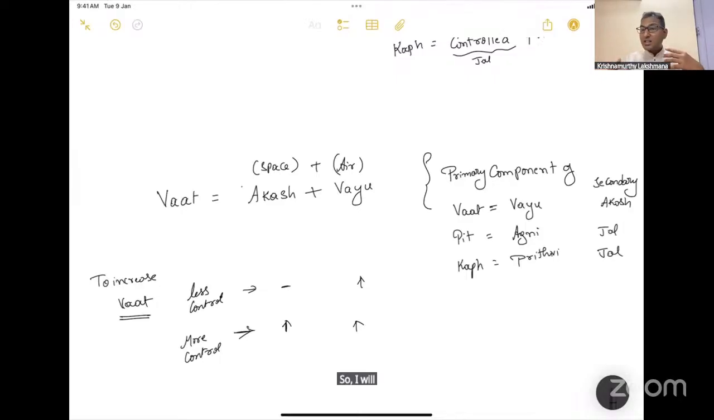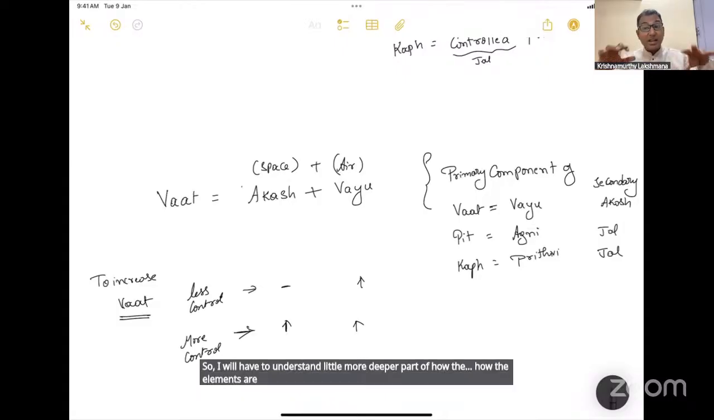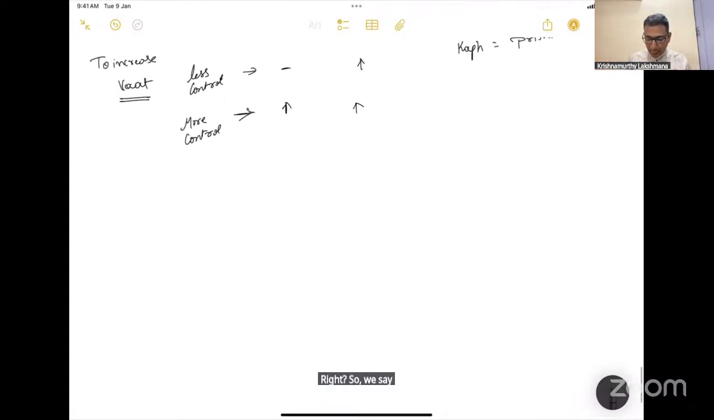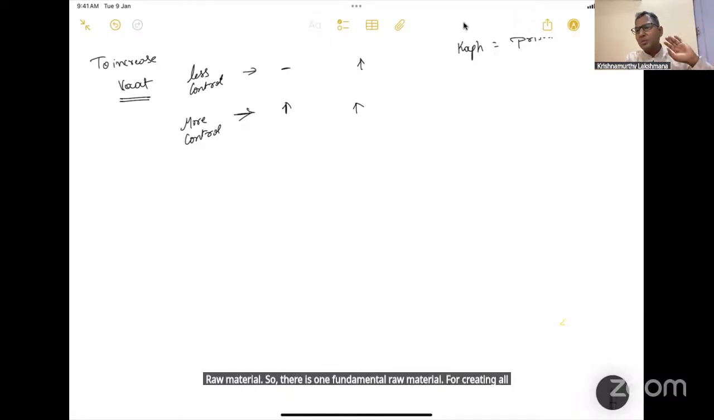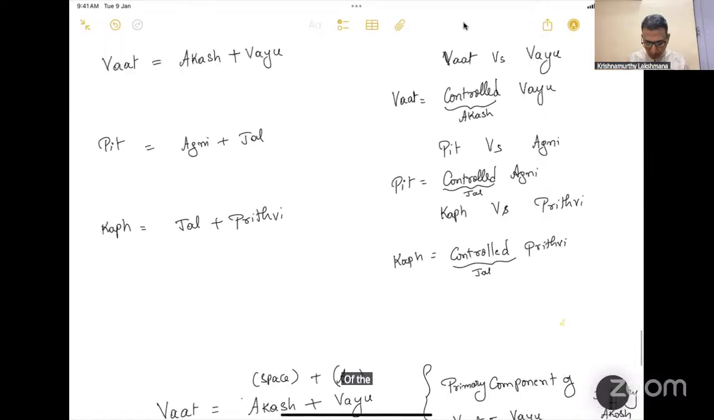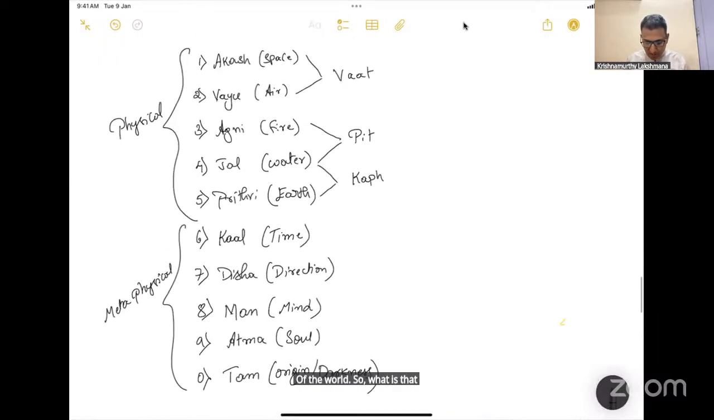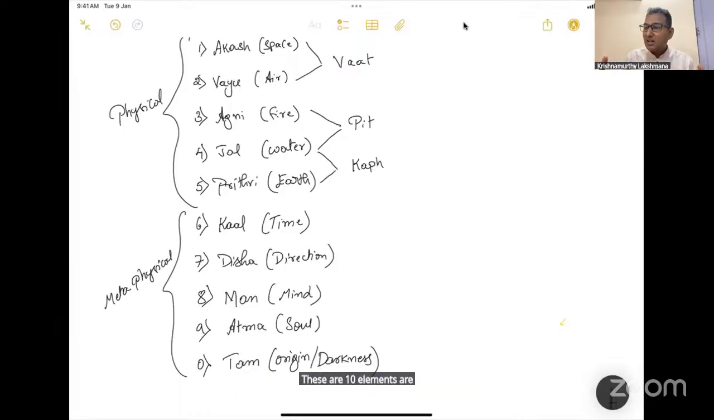So I will have to explain a little deeper how the elements are created. We say there is one fundamental raw element, or raw material, for creating all the raw materials of the world. So what is that? All of these 10 elements are raw materials. Yes or no? Somebody is creating this.